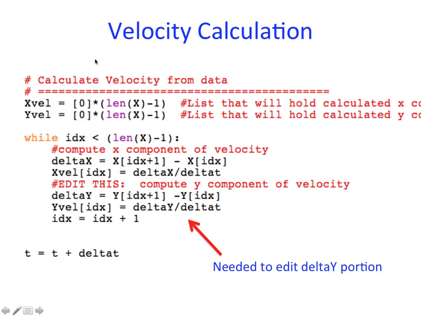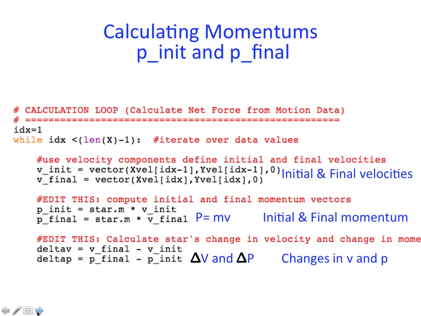This is the velocity calculation. This was in the program. The only tricky part here was the delta y portion was not there, and we had to edit that. So I'll leave that for you to look at. Now calculating the momentums, the initial and the final. Here we're calculating the initial and final velocities from the index. Once we determine the initial velocity, we multiply it by the star mass. This gives us the initial momentum. The final momentum is the star mass multiplied by the final velocity. Once we have that, we can calculate the delta p, which is nothing but the final minus the initial momentum.